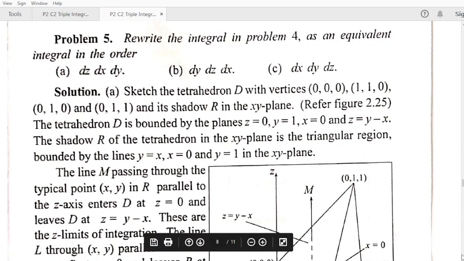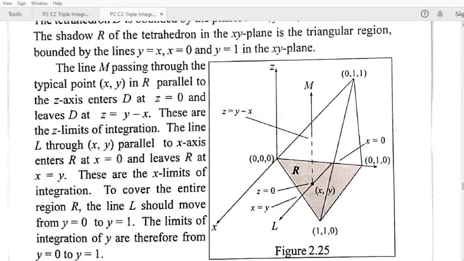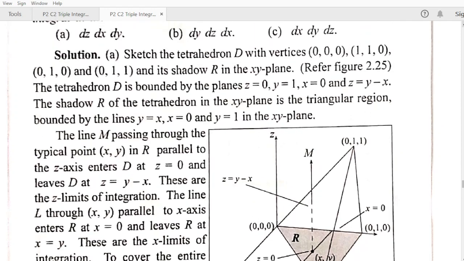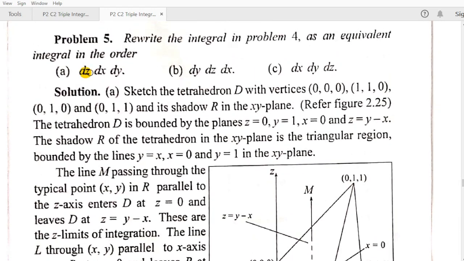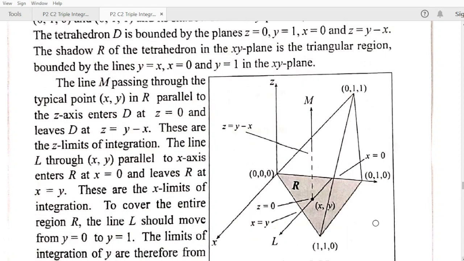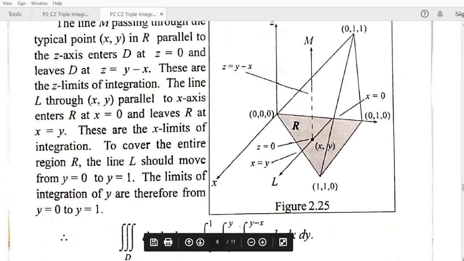Our figure is the same as we had done earlier. So first let us see the orders. The first order is dz dx dy. The second order is dy dz dx. The third is dx dy dz. This is our figure as we have already discussed in problem number 4.